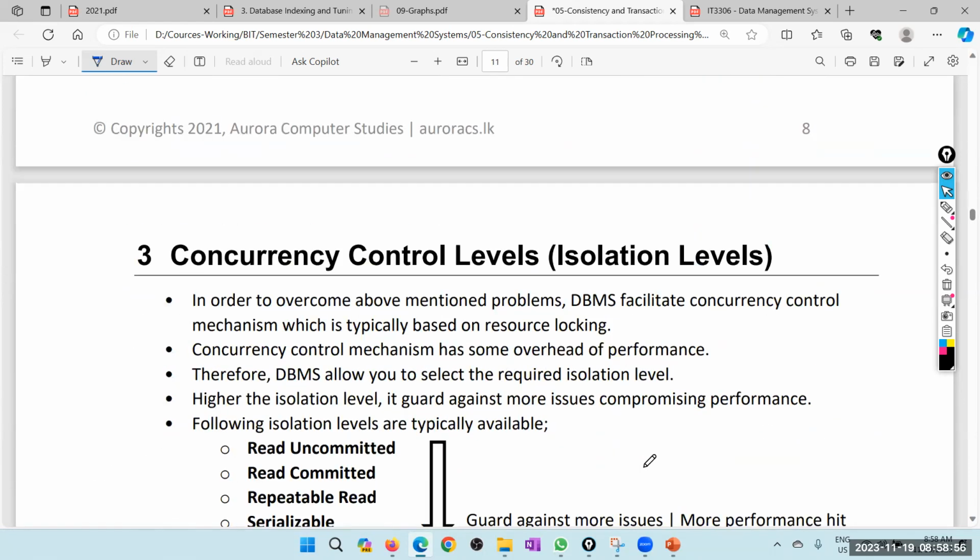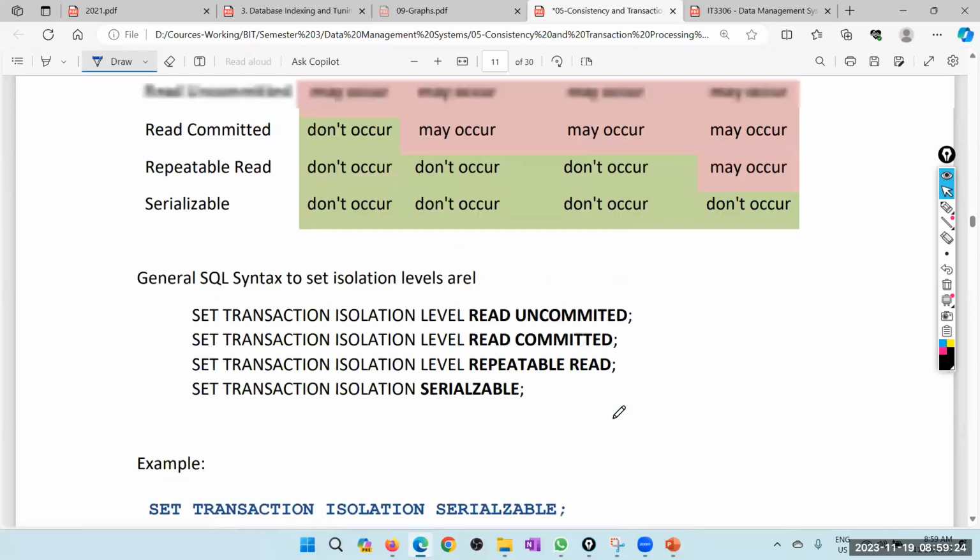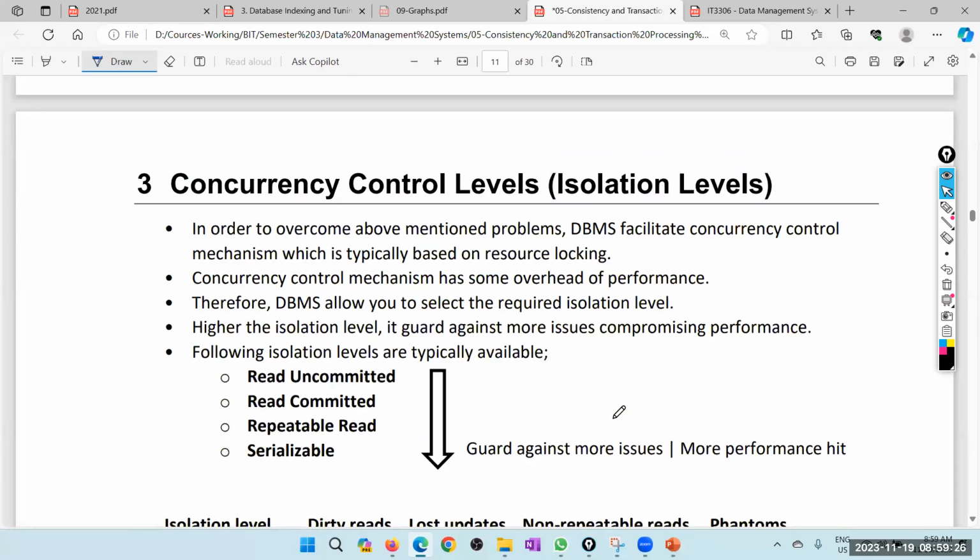So now we are done with the first part, that is what is a transaction, what are ACID properties, and what are the possible issues. Now we want to discuss what are the concurrency control levels or isolation levels that we can preserve when we proceed with transactions. So these are the possible levels that we can enforce, or we can ask the DBMS to enforce.